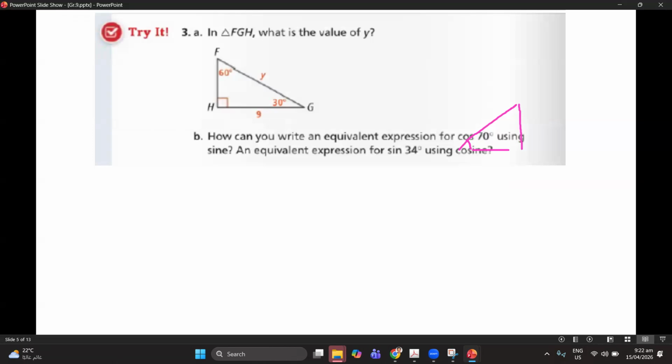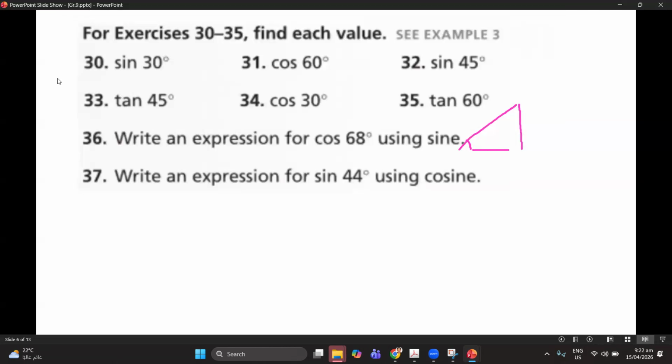Now, if I ask you to find the sine of 30, I told you there's no way to use the triangle that I gave you before. You're just going to use the calculator. So I want you to try sine 30. What's the sine of 30? Try it on your calculator and give me the answer, please. It's 1 over 2.